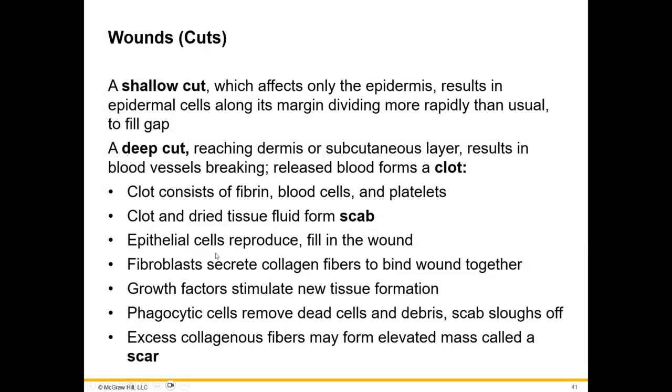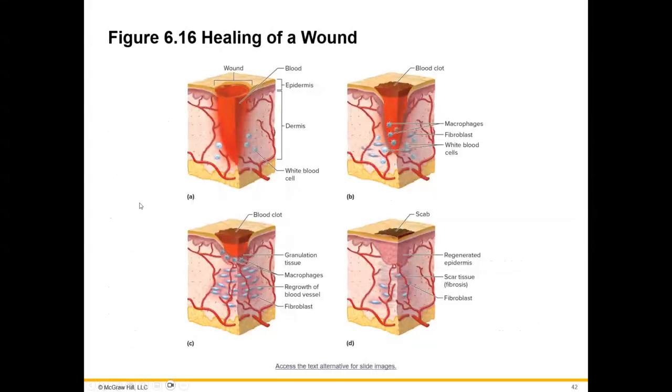Epithelial cells will reproduce and fill in the wound. The fibroblasts then come in and secrete collagen fibers that bind the wound together. Growth factors then stimulate new tissue formation. The phagocytic cells will remove the dead cells and debris, and the scab will slough off. And then excess collagenous fibers could form elevated masses, and that's what forms scars. That forms because the epidermis isn't able to really renew the cells in those areas, so you're stuck with really the connective tissue.